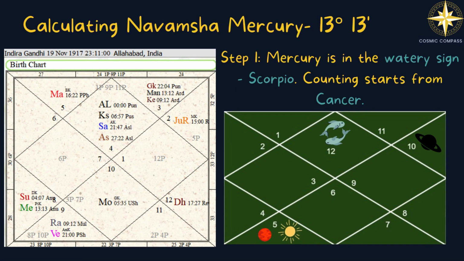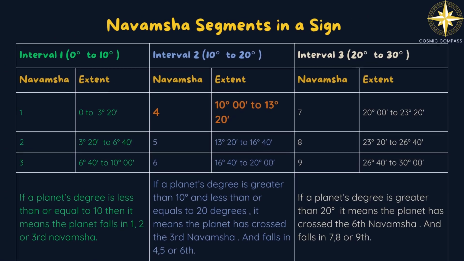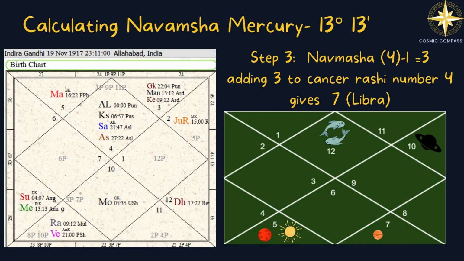Calculating Navamsha Mercury, 13 degrees 13 minutes. Step 1. Mercury is in the watery sign Scorpio. Counting starts from Cancer. Step 2. Multiple of 3 rule. 3 times 4 equals 12. Mercury goes to 4th Navamsha. Step 3. Subtracting 1 from Navamsha gives 3, adding 3 to Cancer Rashi number 4 gives 7, which is Libra.